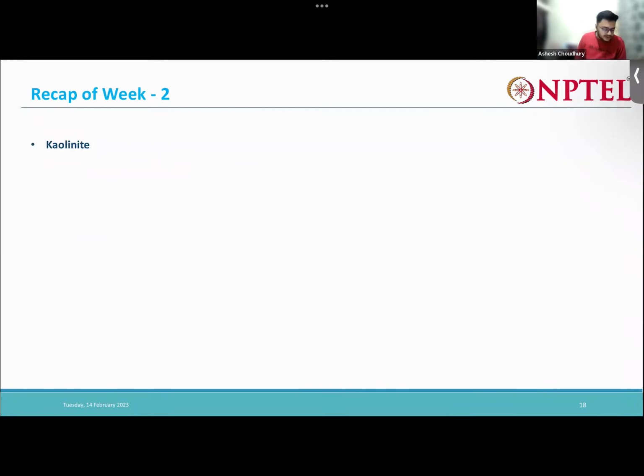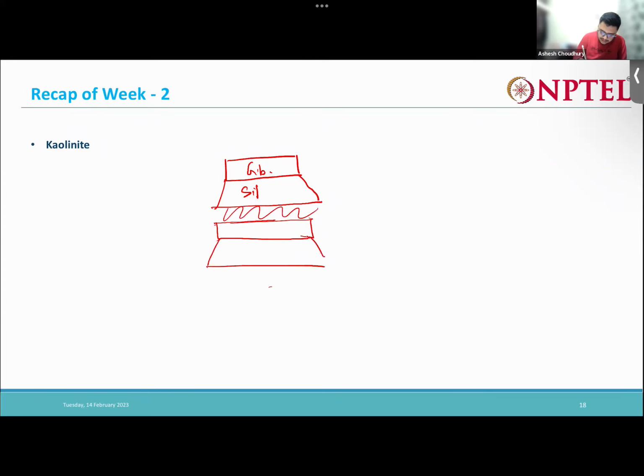Now let us see what is kaolinite. In kaolinite, we have one gibbsite sheet, and below it we have a silica sheet. There is some bonding material here, and below that we have another unit. This way it continues, and the height of each unit is 7.2 Angstrom. So this is our kaolinite.